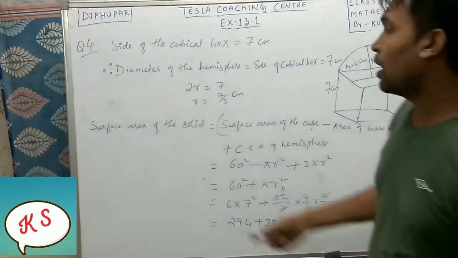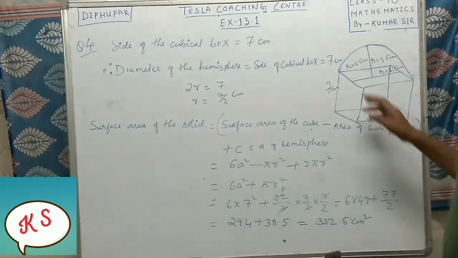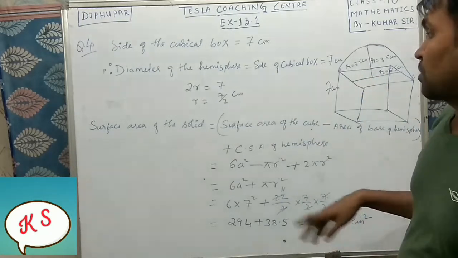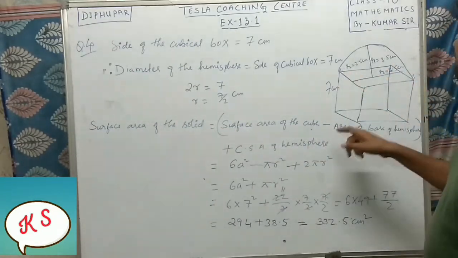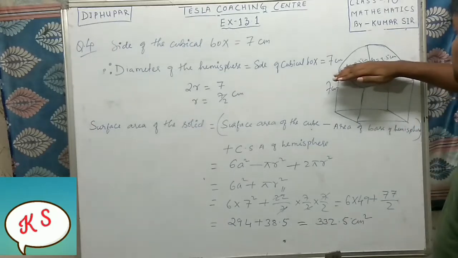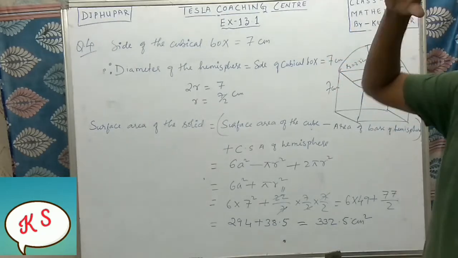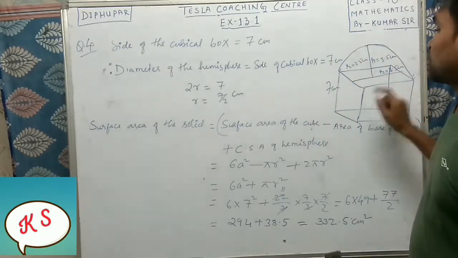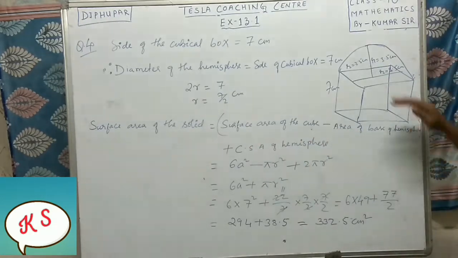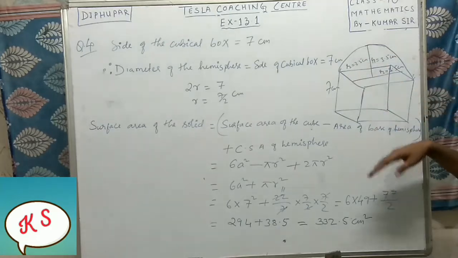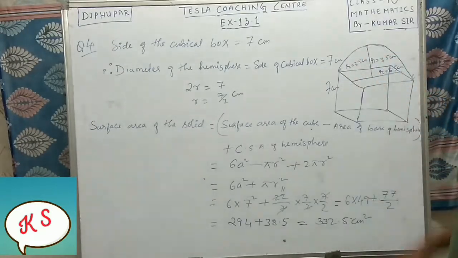Now surface area of the solid. For finding the surface area of the solid, it will be equal to the surface area of the cube, minus the area of the base of the hemisphere. The base of the hemisphere is on the top of the cube, so we subtract it, plus the curved surface area of the hemisphere. This is the curved surface area of a hemisphere.